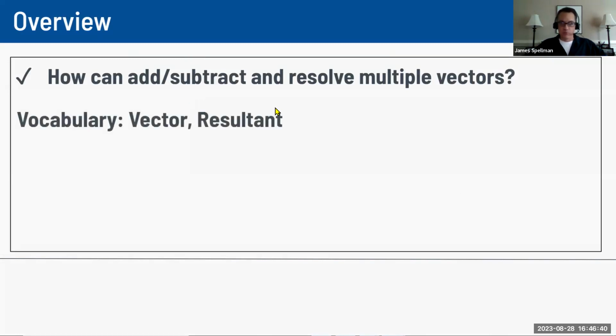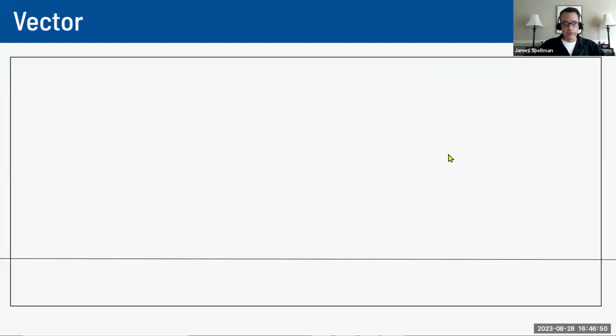A couple of words: one of them on there is a vector, and the other one we'll be looking at later is a resultant. And I'll probably be going through this pretty quickly, so pause, rewind, take whatever notes you need as you go through this.